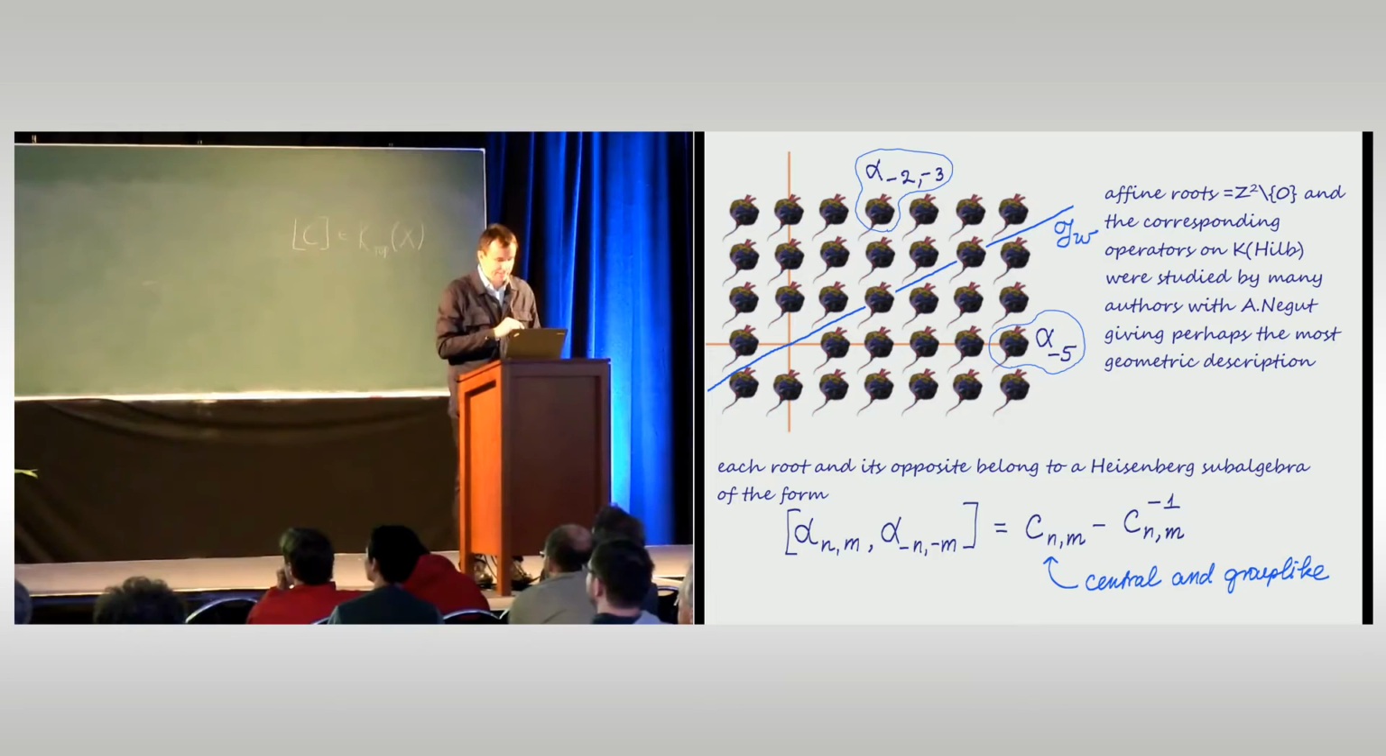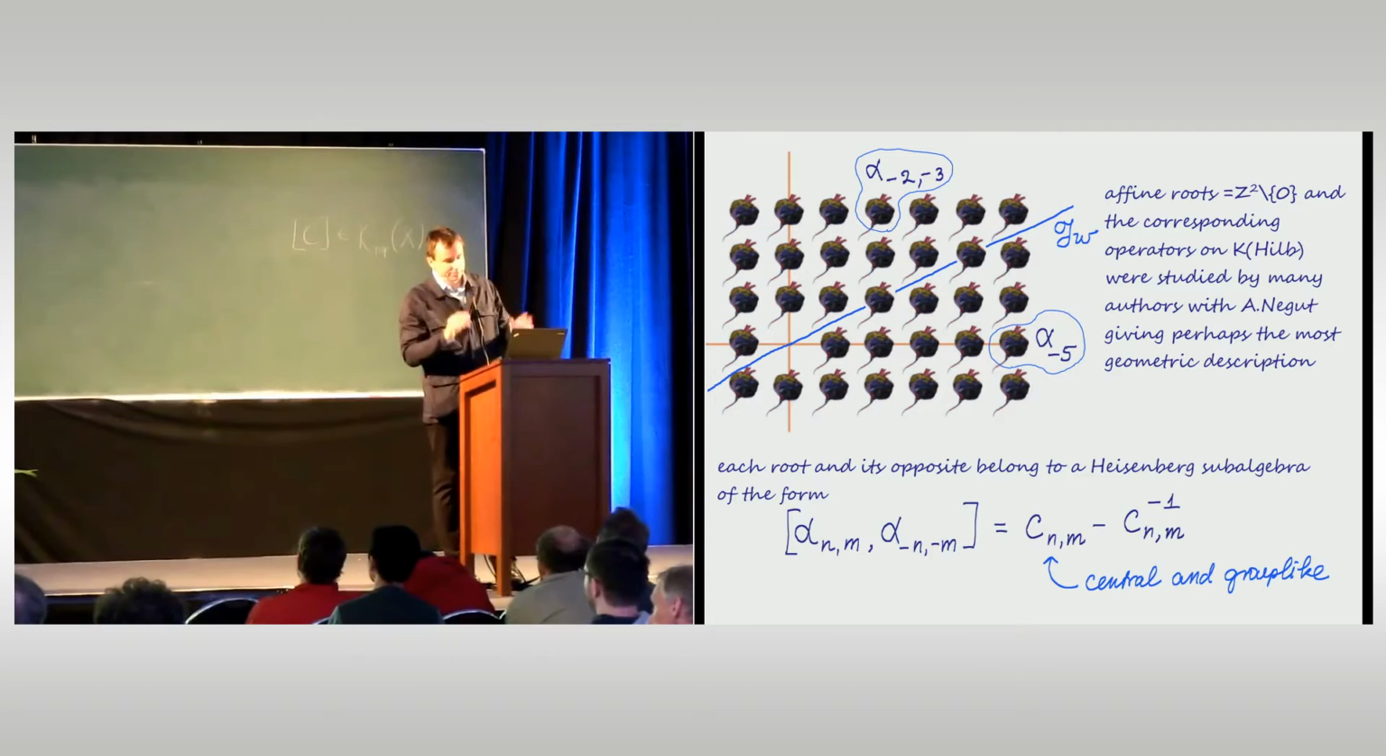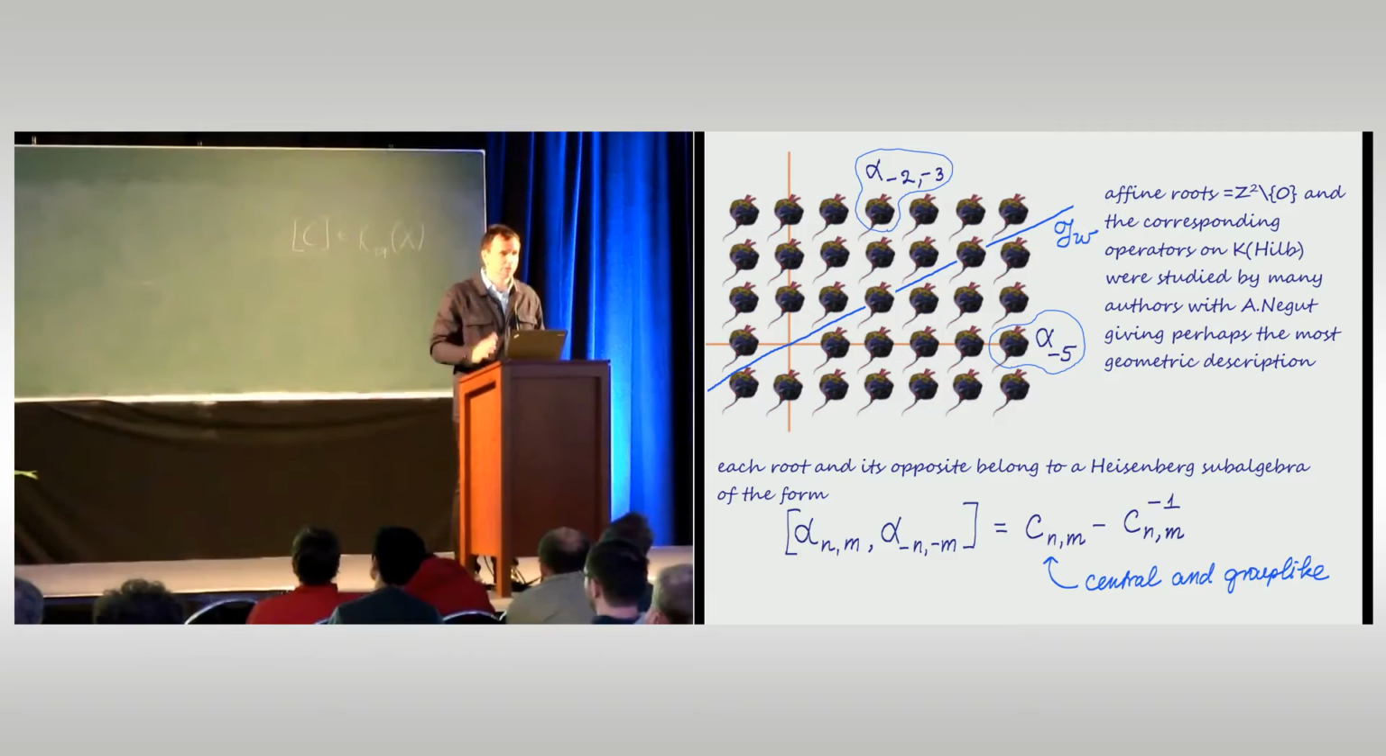Each one of these operators with its exact opposite satisfies again the Heisenberg relation, meaning the commutator of alpha_m with the exact opposite is some central element minus that central element inverse, and that central element is central, and also group-like. So that previous general formula is going to specialize to the following thing.